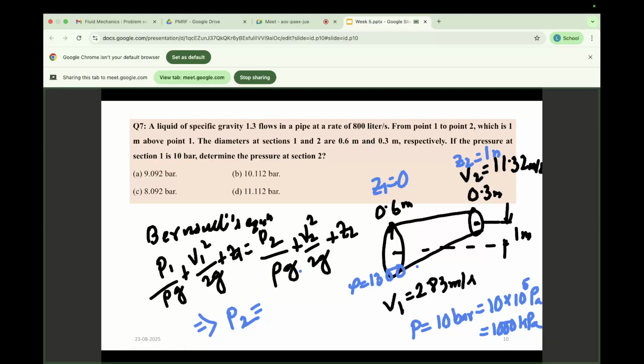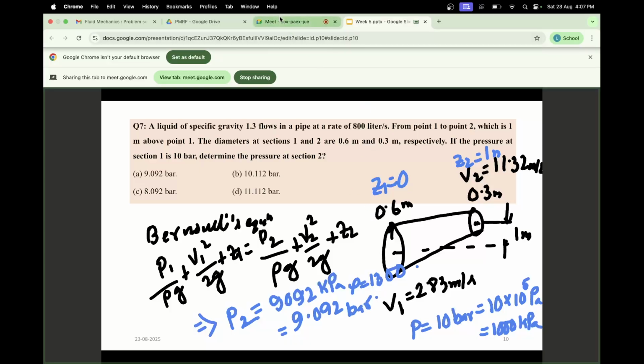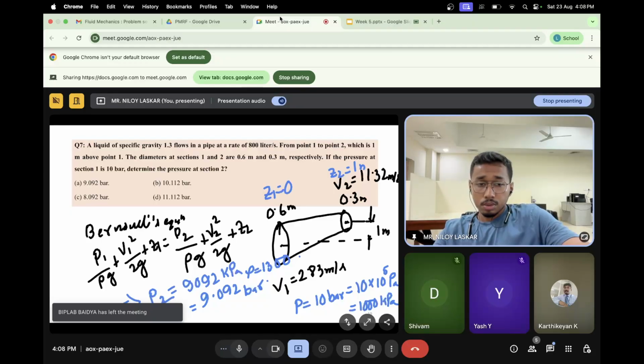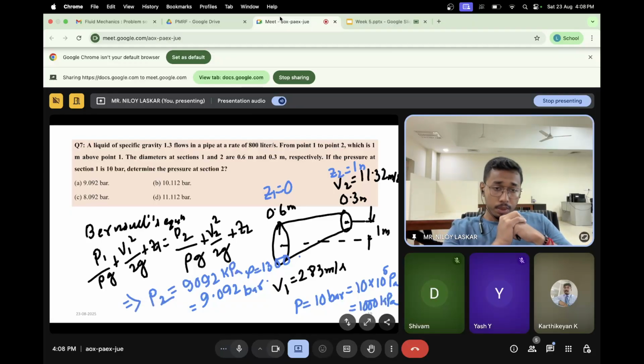Putting all these values you can calculate P2 and you will get this value as 9092 kilopascal. Kilopascal means into 10 to the power 3 Pascal. So if you need to convert it into bar, you need to divide it by 10 to the power 5, right? So that means 9.02092 bar. So see if it is clear to all of you. Please let me know.